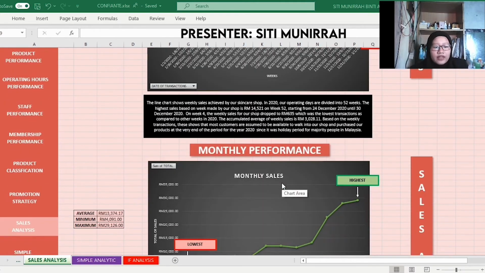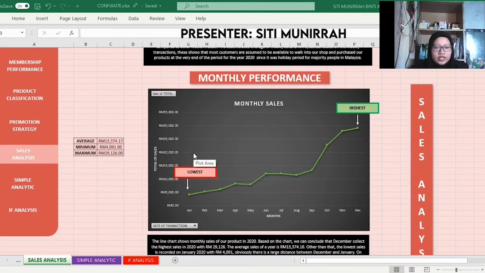Secondly, we have monthly sales. This line chart shows monthly sales of our product in 2020. Based on this chart, we can conclude that December collected the highest monthly sales in 2020, with 29,126 ringgit. The average sales of a year is 13,374 and 70 cents. The lowest sales were recorded in January with 4,091 ringgit. Obviously there is a huge difference between December and January.